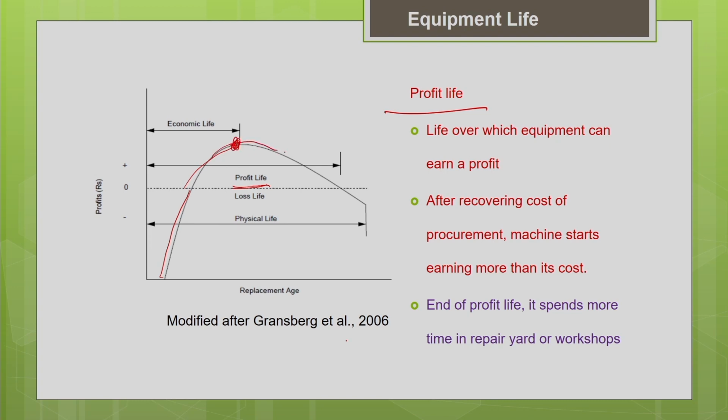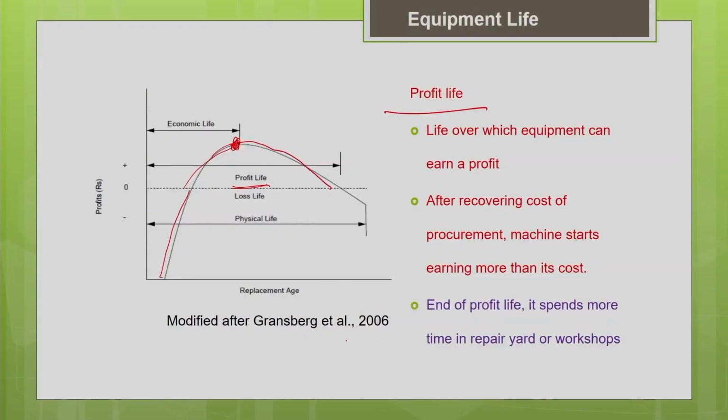After that, what happens? The profit starts reducing. Why does the profit start reducing? Because as the age of the equipment increases, it is subjected to more wear and tear. So its productivity will start reducing, and its repair and maintenance cost will start increasing. Most of the time it will be spending in the repair yard. So you can see that its profit will start reducing. And finally, at the end of the profit life, you can see that it will start entering into the loss zone.